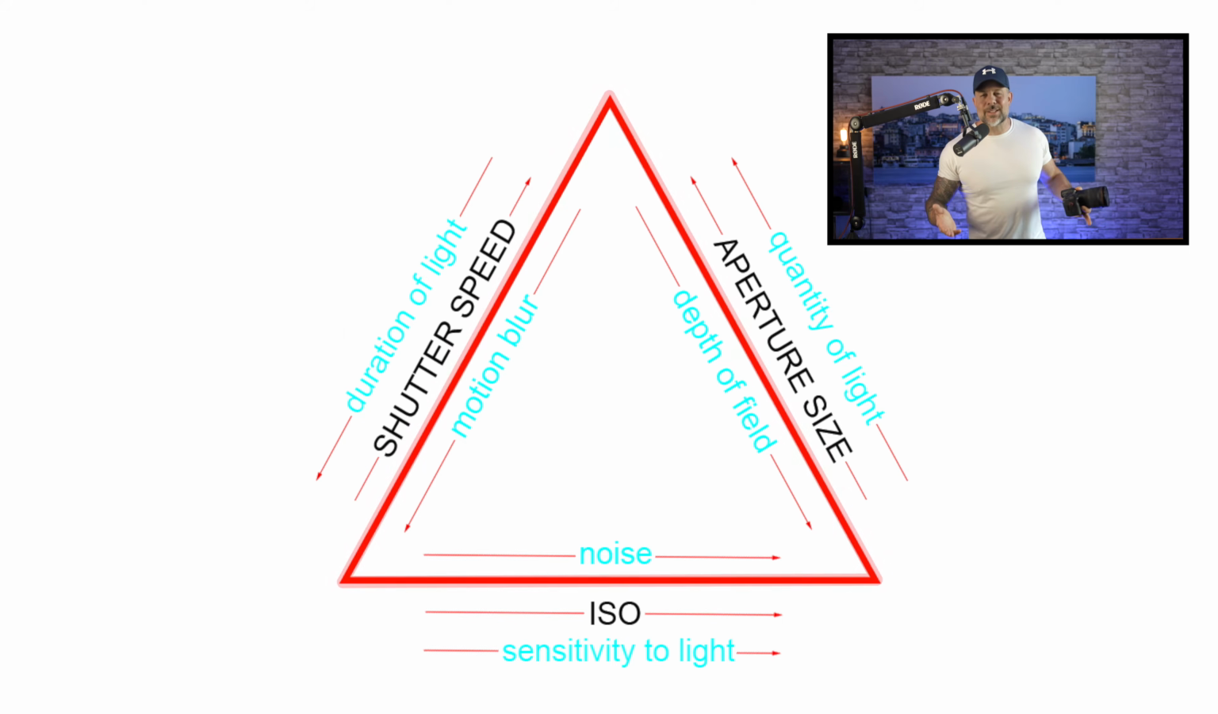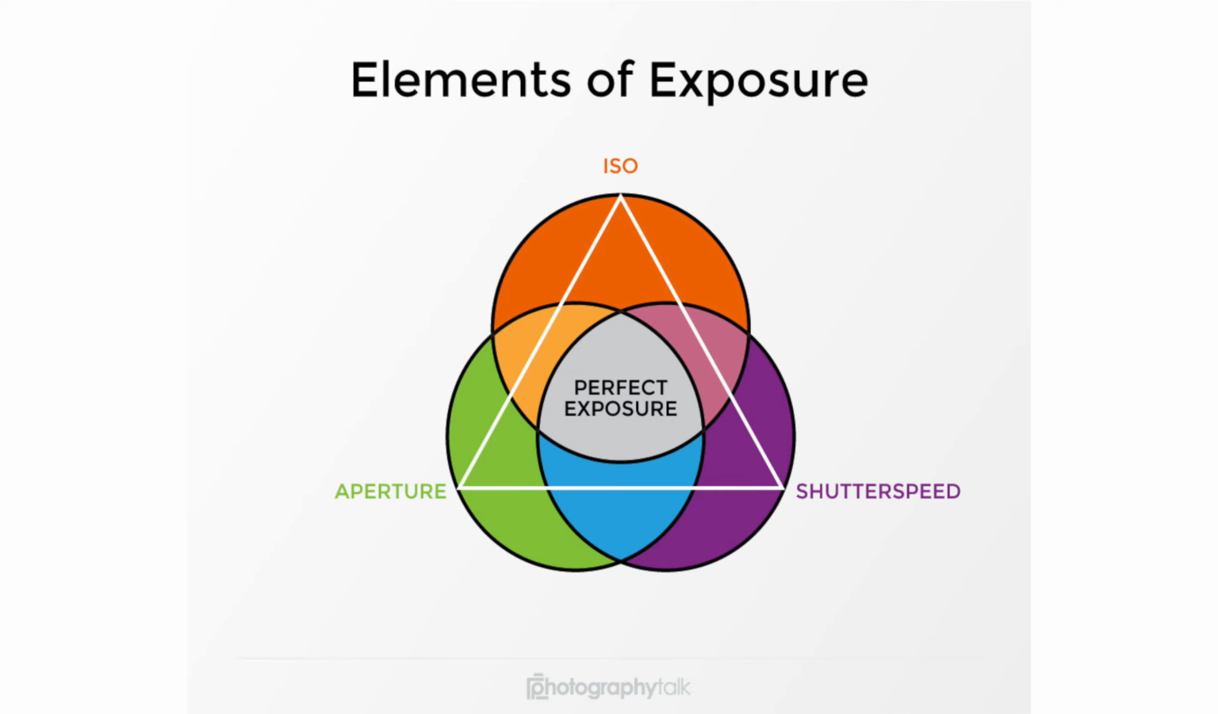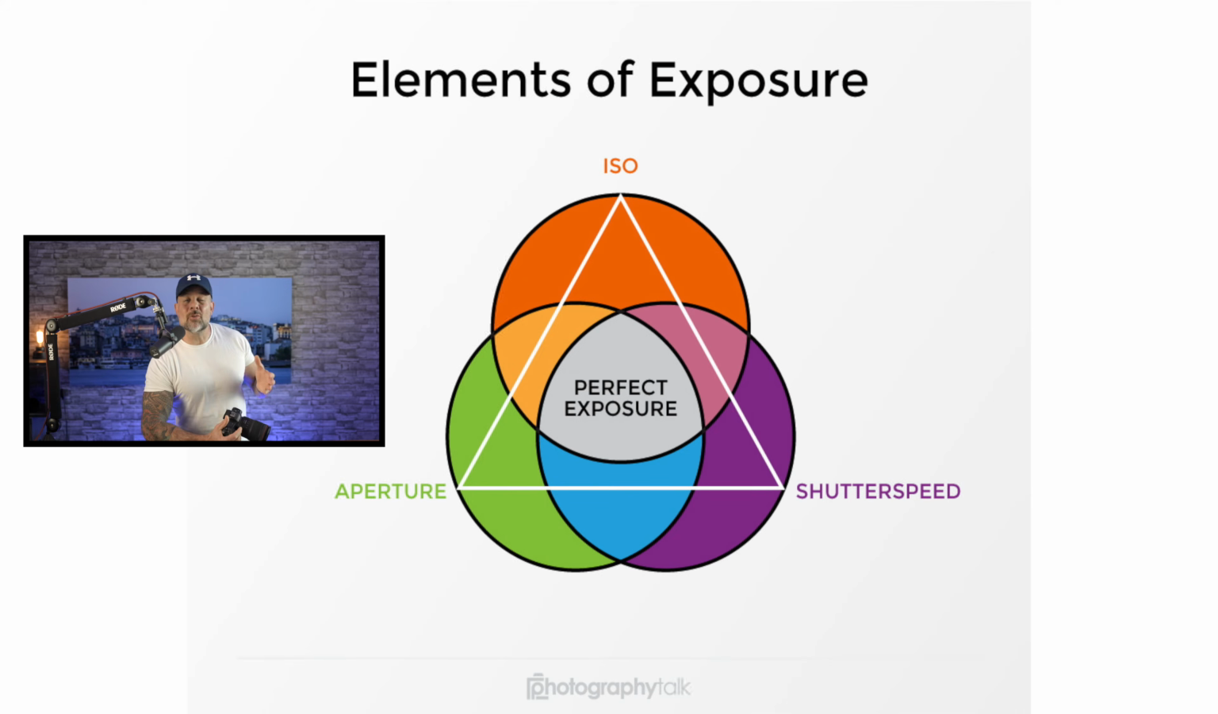Now, as you can see in this graphic, aperture controls the amount of light that enters the camera. Shutter speed controls the duration of the exposure, and ISO, well, that controls the sensitivity of the camera sensor. Now, to get a properly exposed photo, you need to balance all three of these elements. So it's important to note that changing one of these elements will affect the others. So it's necessary to keep that in mind when making such adjustments.